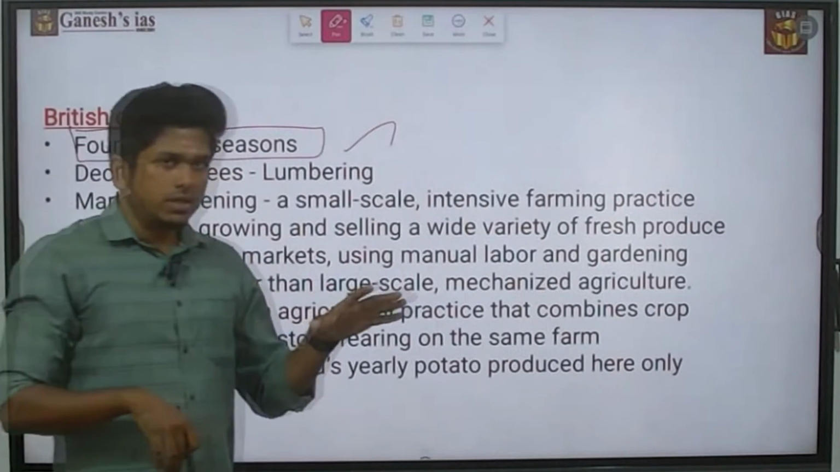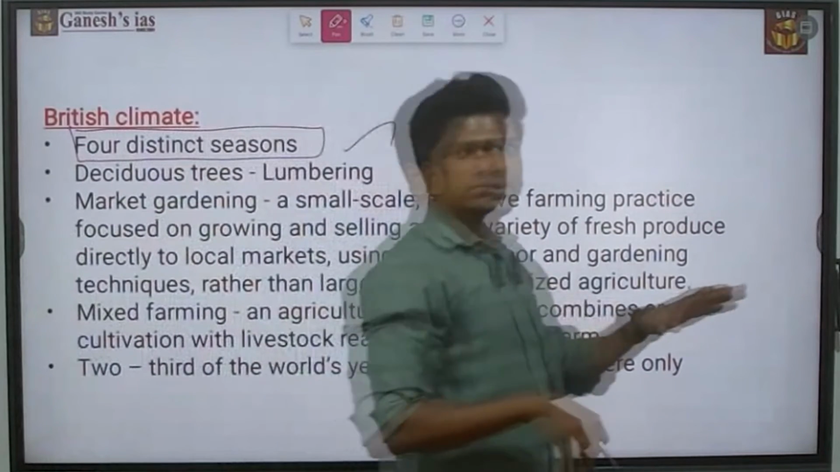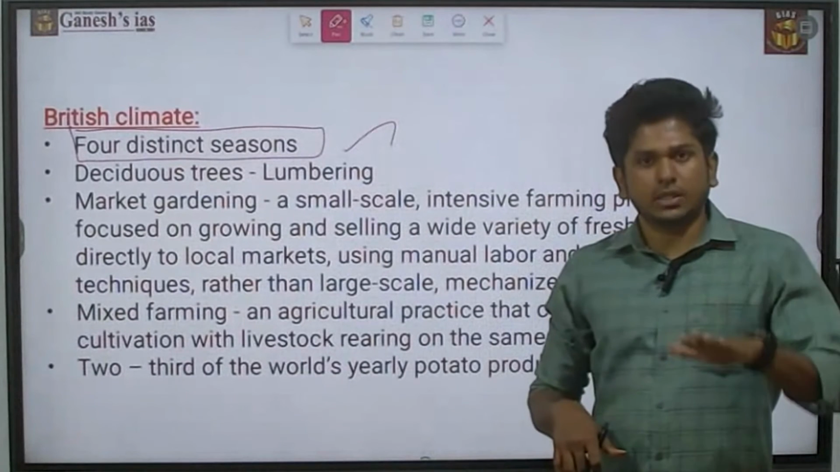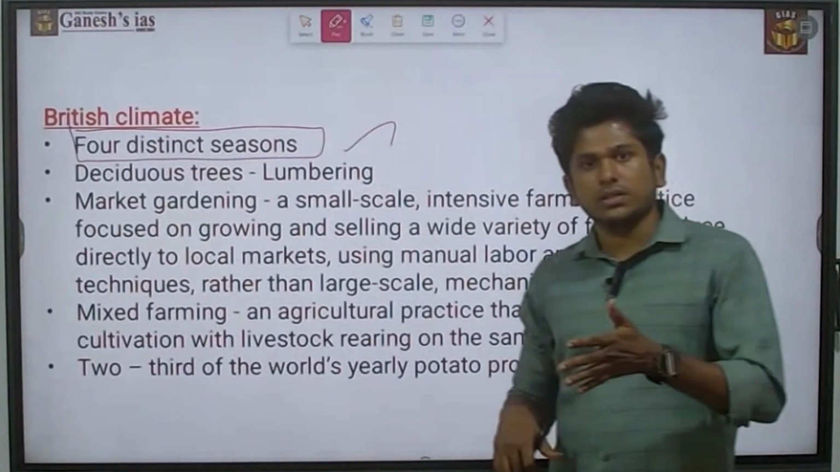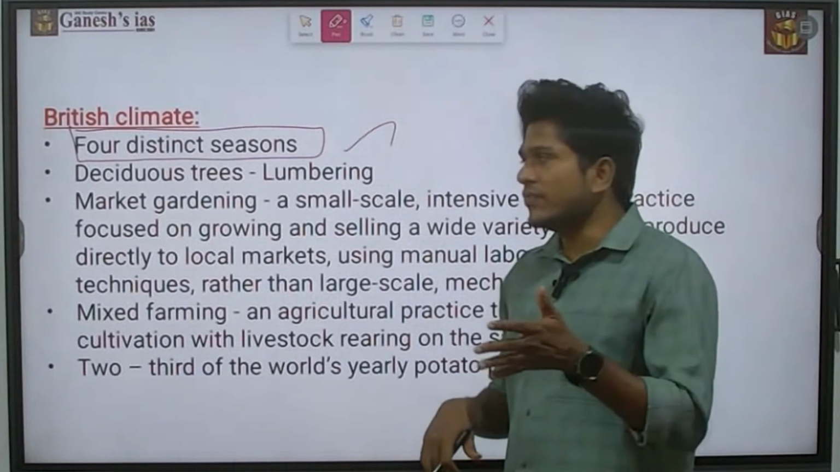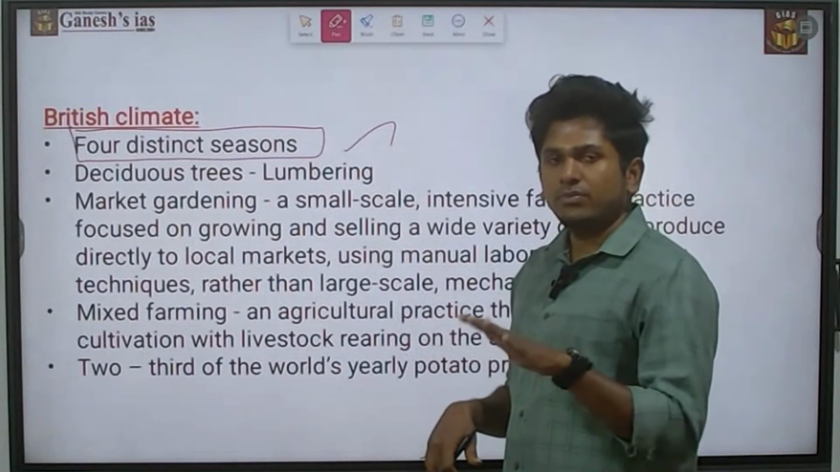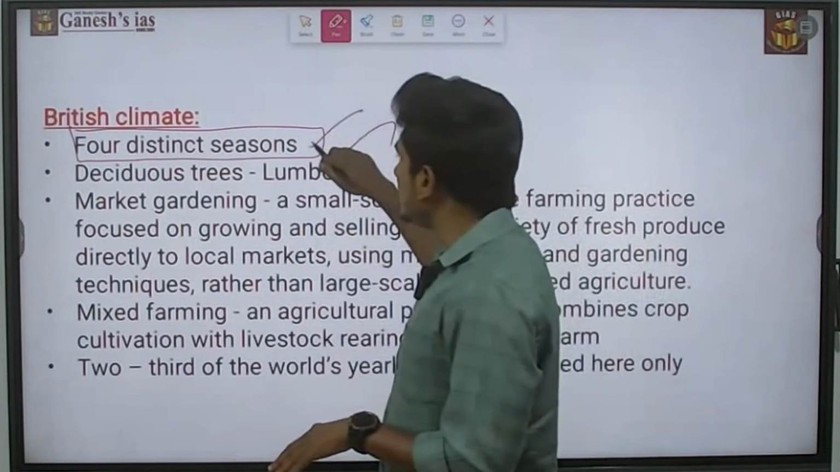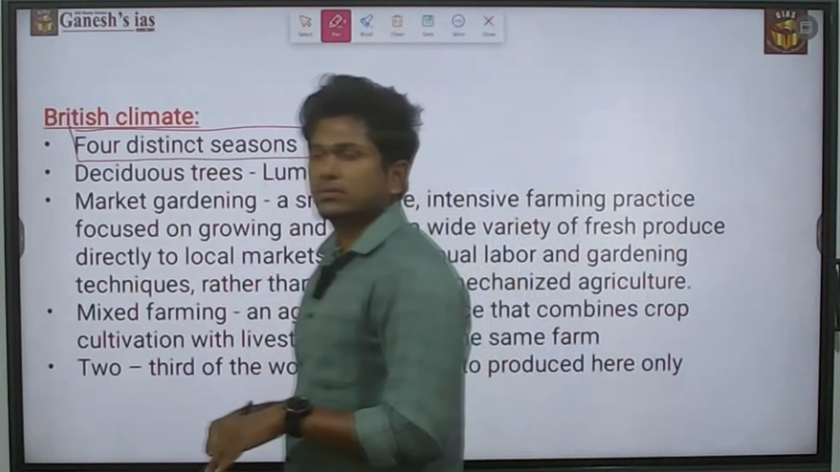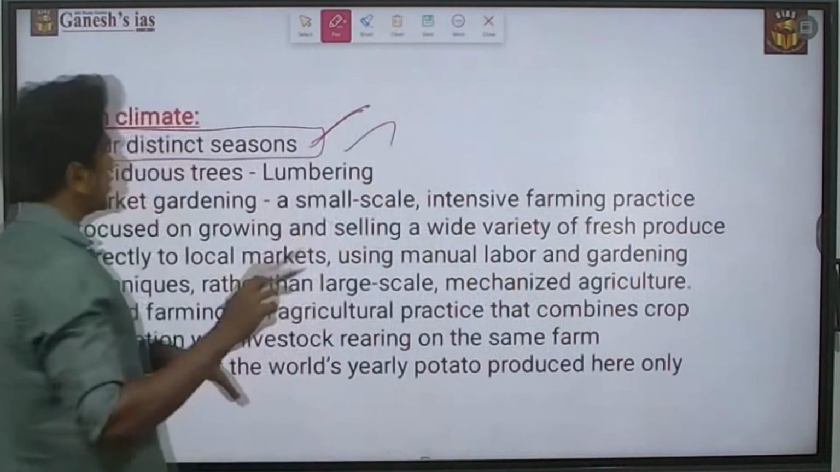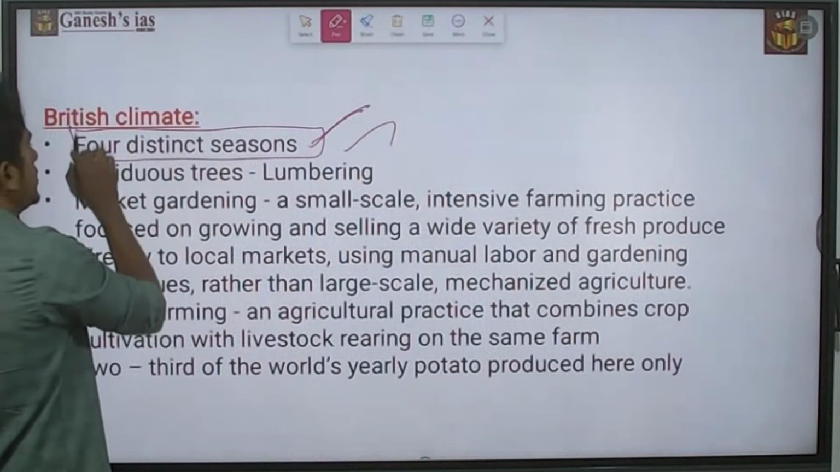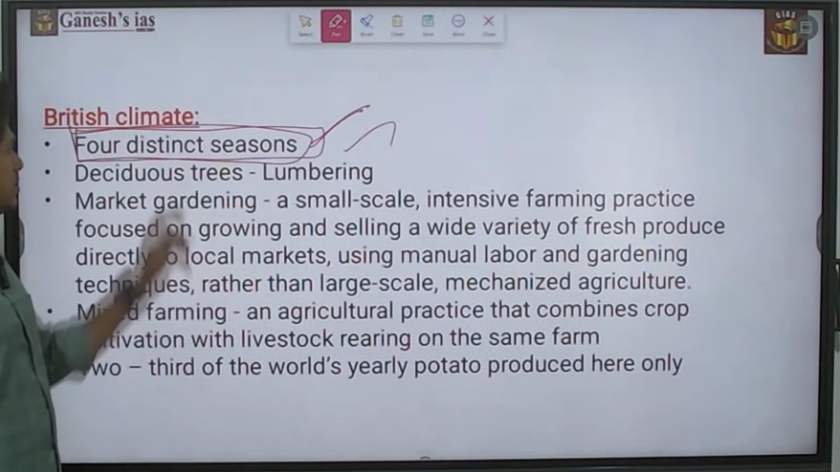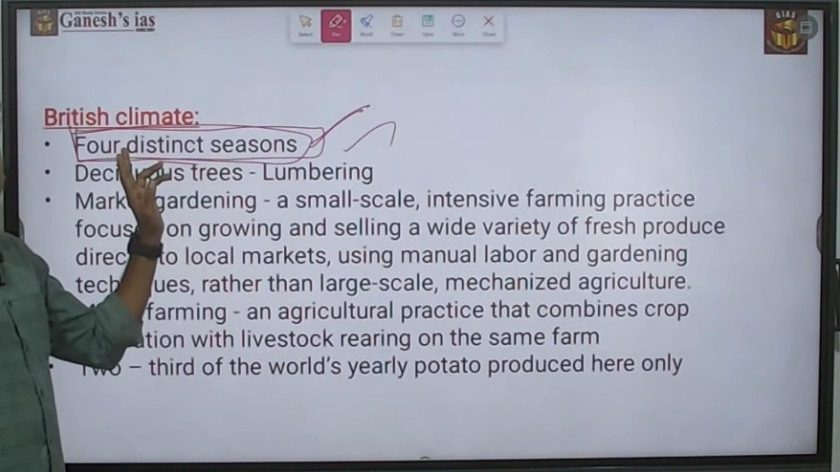In summer, it will be exactly like a summer, and in winter, it will be exactly winter with the lowest temperature, and it will be foggy. Autumn will be like autumn, spring will be like spring. That is the distinct feature of this British climate. Please note that only the British climate will have four distinct seasons. That is the unique feature of this British climate.